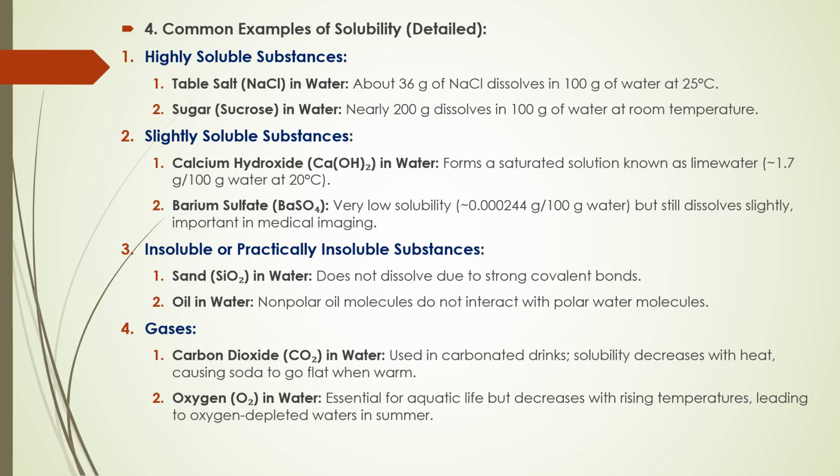Common examples of solubility: highly soluble substances. Table salt in water. About 36 grams of NaCl dissolves in 100 grams of water at 25 degrees centigrade. Sugar in water. About 200 grams dissolves in 100 grams of water. So that means sugar has more solubility than NaCl.